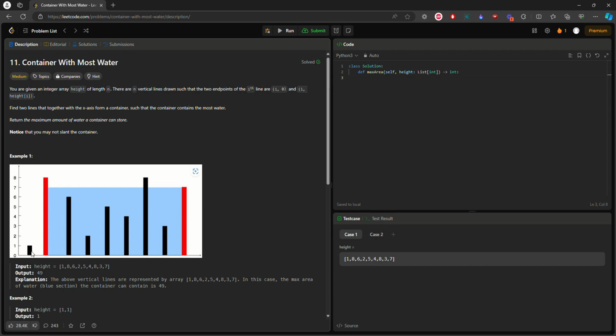So how to do it? First, we'll initialize two pointers, left and right, one at the beginning and one at the end of the array. Then we have to calculate how much water that container can hold. So how can you calculate that? Consider this: at the first index the height is 1, and at the final index the height is 7. So how will you calculate how much water it can hold?